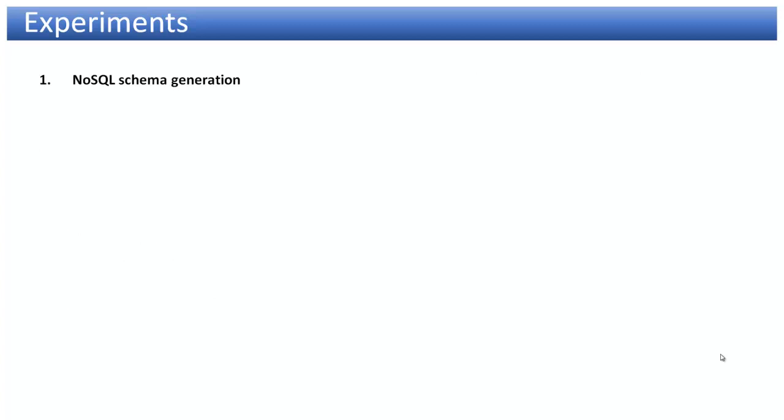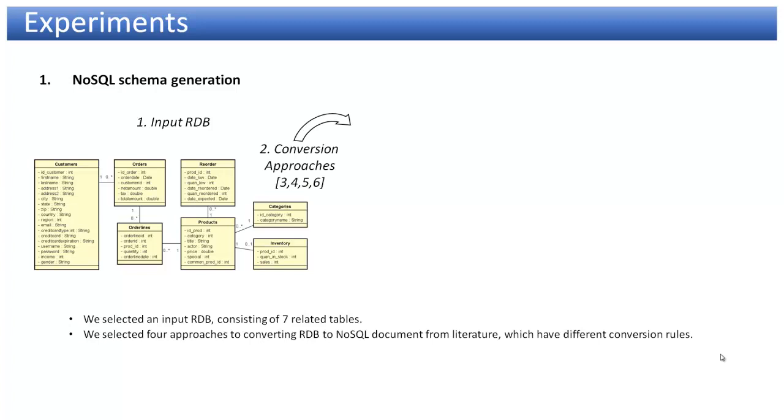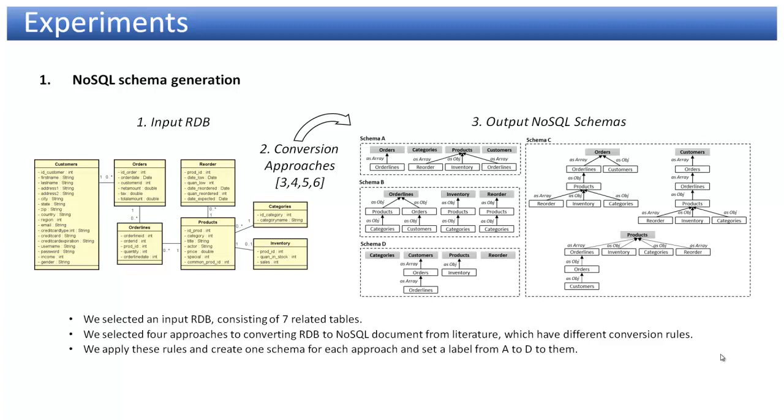In the first step, NoSQL schema generation, we selected an input RDB consisting of 7 related tables. We selected 4 approaches from the literature to convert RDB to NoSQL document, which have different conversion rules. Then we applied these rules and created one schema for each approach and set a label from A to D to them. So we can see the schemas in the picture, schema A, B, C, and D. As a result, all approaches are represented in the same format as DAGs, allowing us to compare them objectively.